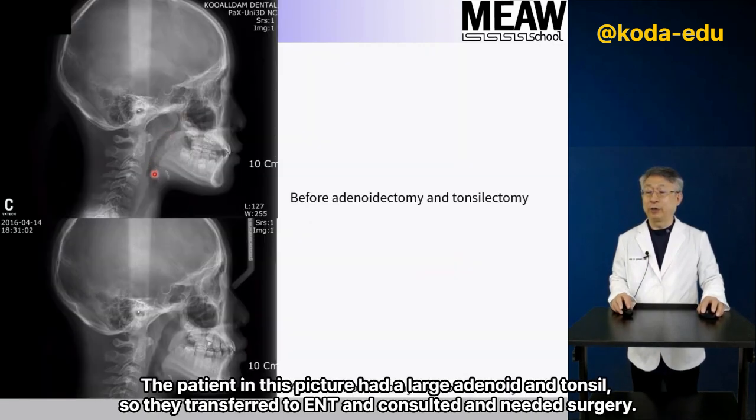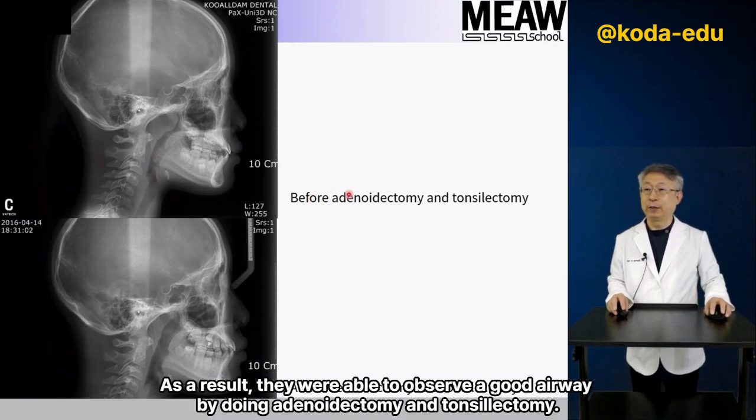The patient in this picture had a large adenoid and tonsil, so they were transferred to ENT and consulted and needed surgery. As a result, they were able to observe a good airway by doing adenoidectomy and tonsillectomy.